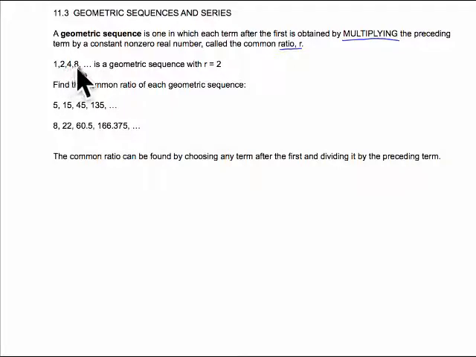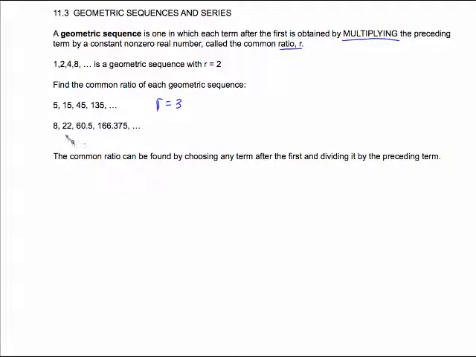So 1, 2, 4, 8 is a geometric sequence with a ratio of 2 because 2 times 1 is 2, 2 times 2 is 4, etc. One of the first things you're going to be asked is to find the common ratio, and sometimes it's very obvious. You should be able to see that what you're doing to get from 5 up to 15 is multiplying by 3. 3 times 5 is 15, 3 times 15 is 45, 3 times 45 is 135, which makes your common ratio equal to 3.